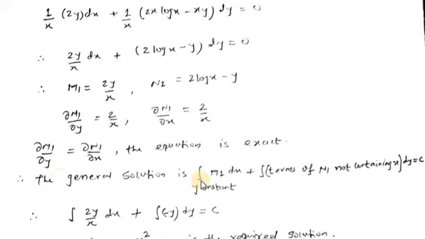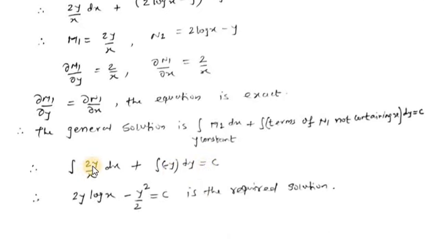So the general solution is integration (y constant) M1 dx plus integration of terms of N1 not containing x dy equals to c. So integration of M1 is 2y by x dx plus integration of terms of N1 not containing x, which is minus y only, so minus y dy equals to c. Now 2y is constant and integration of 1 upon x is log x. Then plus minus is minus, integration of y, answer is y squared by 2, equals to c. This is the required solution of the given differential equation.